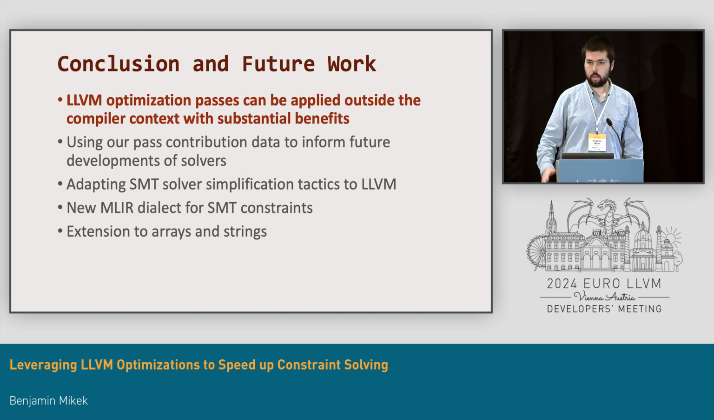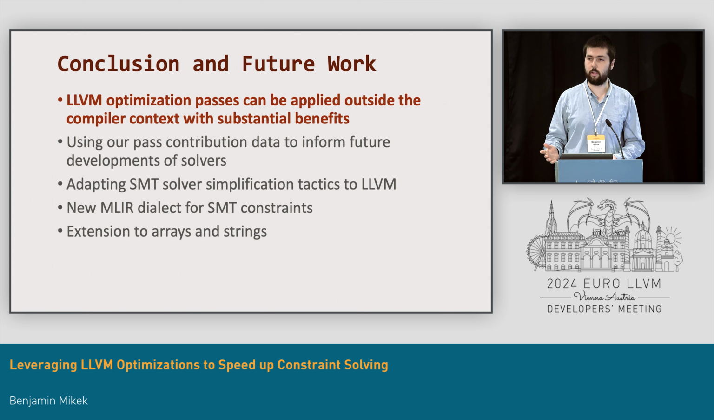So overall, I think the conclusion that we drew is LLVM optimizations can be applied outside the compiler context to speed up constraint solving and maybe in other uses also. The passes that we found, it's the simplest passes that contribute most to the speed up. And so I think that solver developers could learn from this. We've been looking into the simplification heuristics within the solver Z3 to see if anything from the optimization passes can be imported into a solver directly to help speed up the solving.